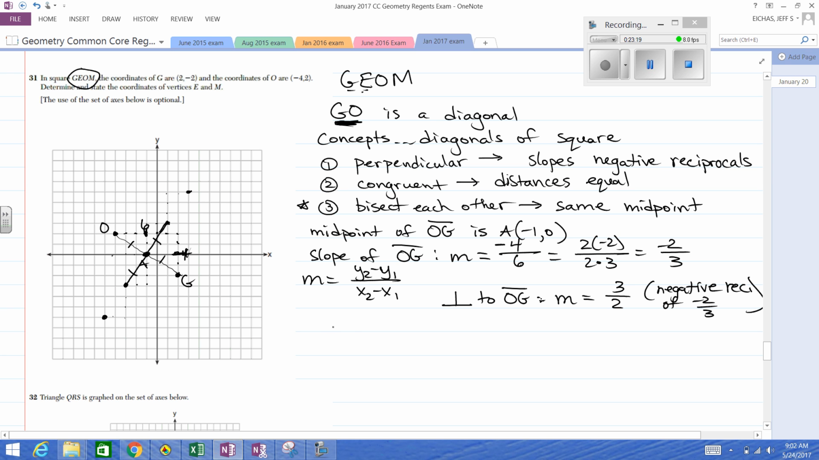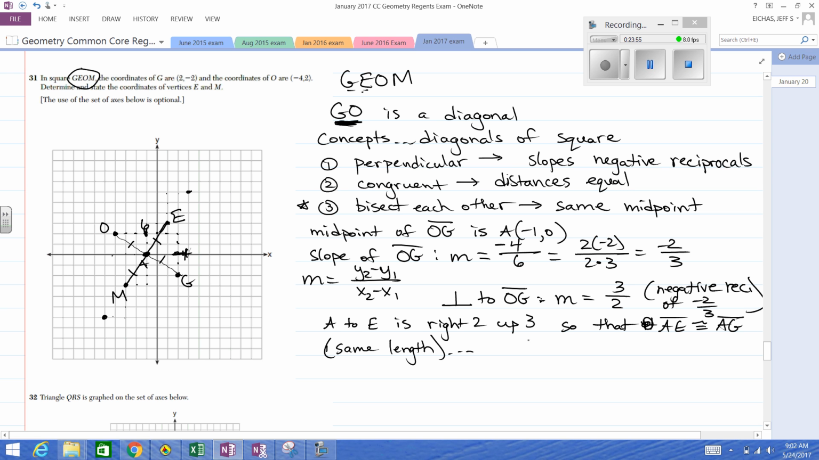Okay, so I'm going to say A to, I don't know, we'll just go E there. A to E. It's going to be right 2, up 3. So that AE is going to be congruent to AG. Okay, same length.